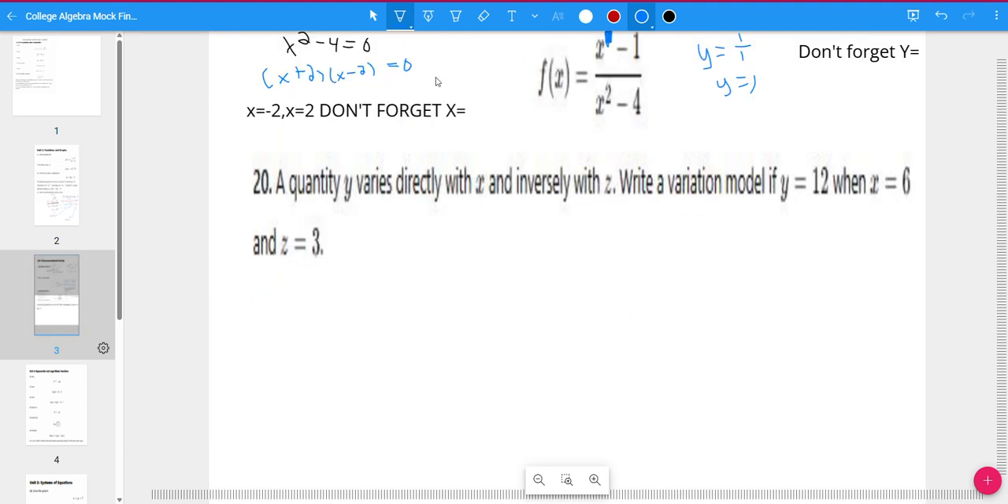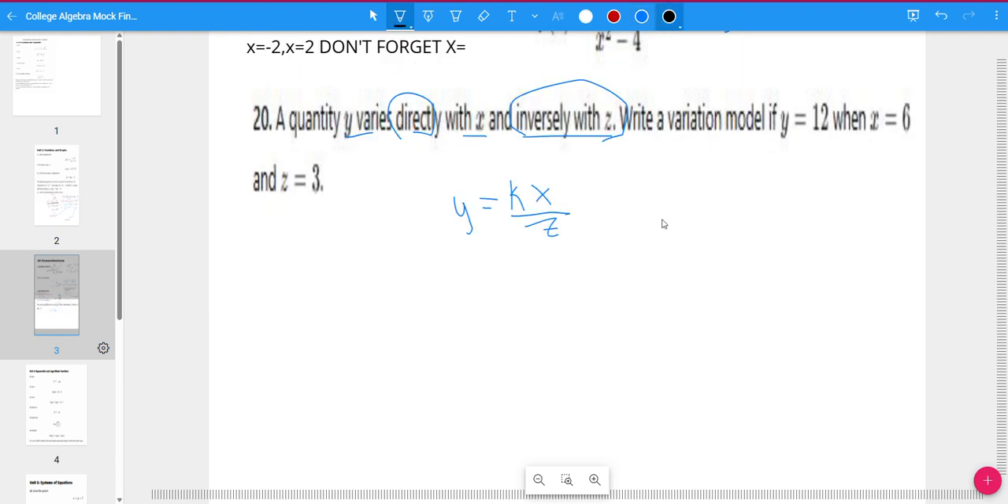Number 20. So this one's kind of weird. Pay attention to how it's worded. y varies directly with x. So that means as y changes by something, say k, x changes by it. So basically, if it's direct variation, you just put kx, okay? And inversely means that it's flipped. So it's going to be z on bottom. If it varies inversely with z, z is on bottom.